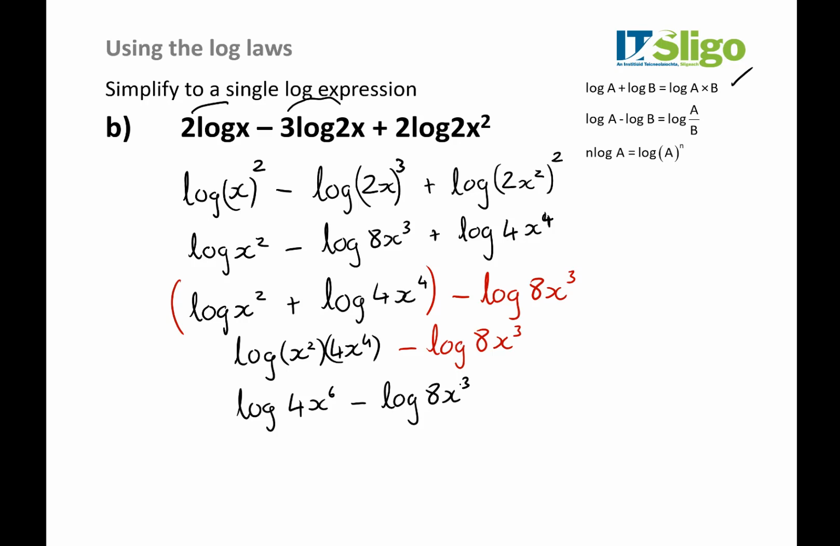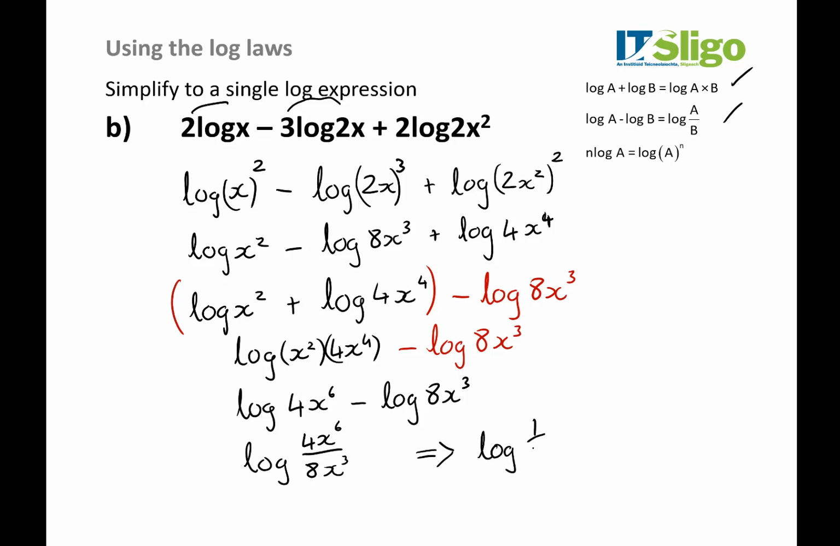Just double checking everything, try and quickly make sure I haven't made any terrible errors, which I often do. Okay, so that's just to tidy up. Everything looks okay. So now we use rule 2, log of a minus the log of b. Remember, whichever term is first always goes on top. Now, numbers do what numbers do.